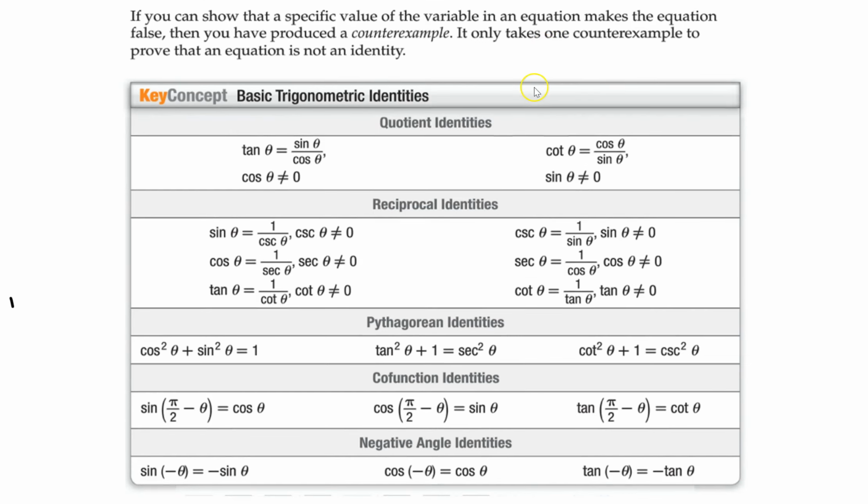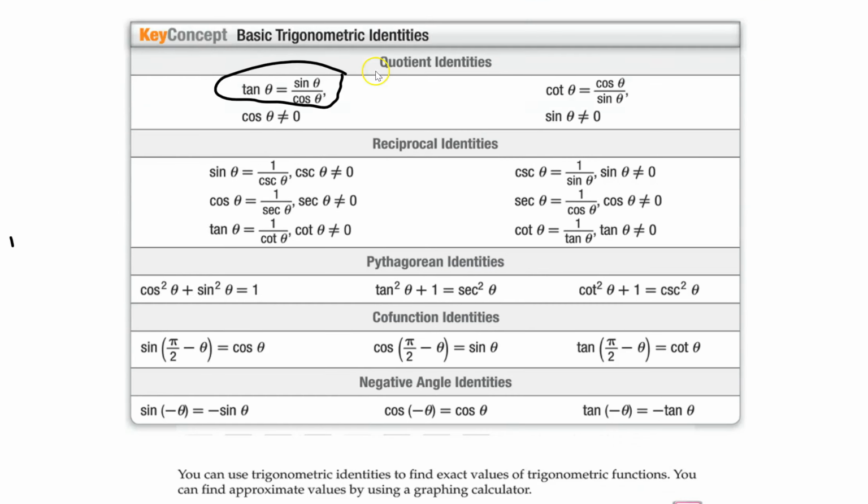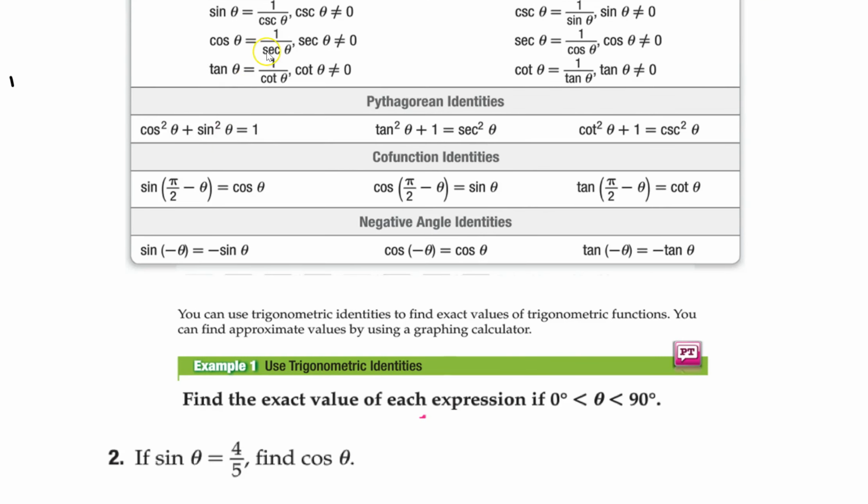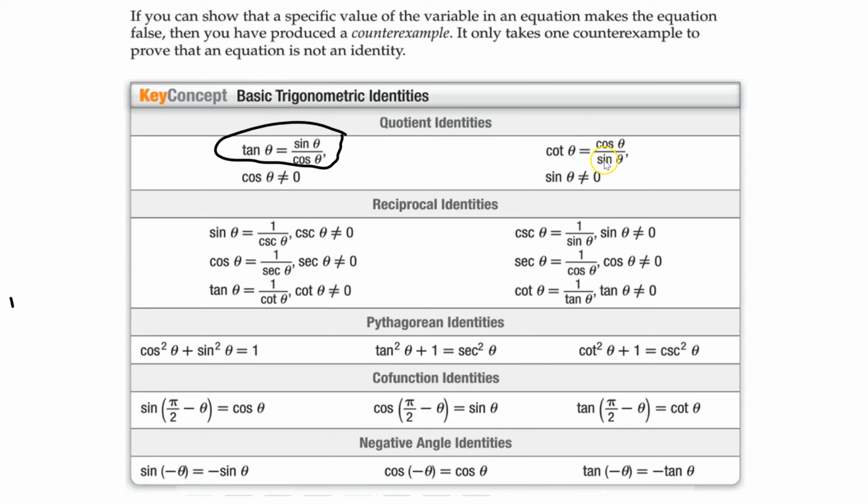So here's a basic trig identity you're supposed to know. Some of these we have already. We should all know that tan equals sine over cosine. It's a big one. And if tan equals sine over cosine, cotan is just the reciprocal, so cosine over sine. All this stuff, cosine theta cannot equal 0. So that's a big one, tan equals sine over cosine, and then its reciprocal function, cotan, equals cosine over sine. And we're going to use these a lot.